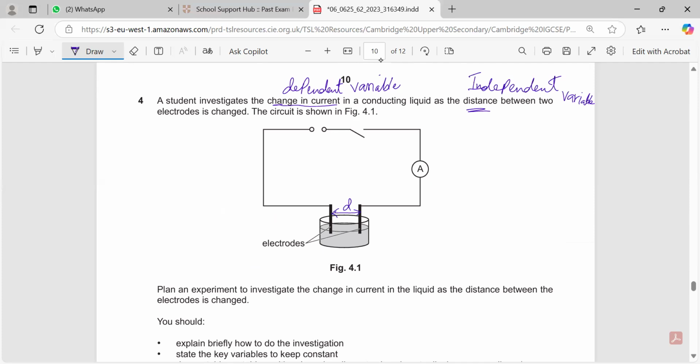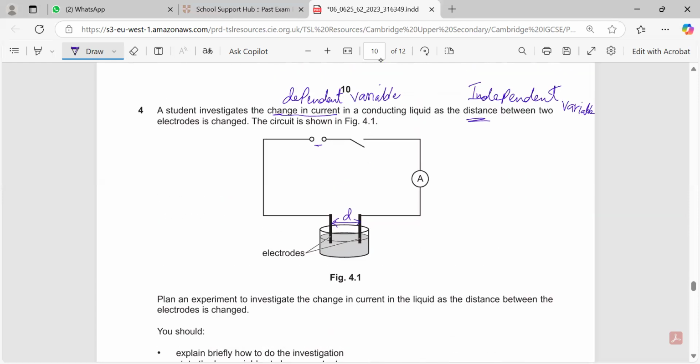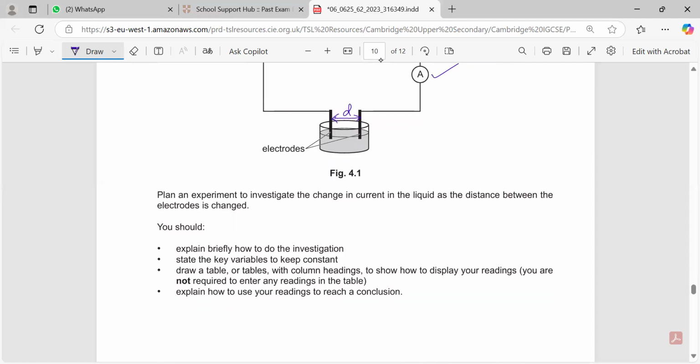Now plan an experiment to investigate the change in current in the liquid as the distance between the electrodes is changed. So the circuit is there. This is the power supply, power source, power pack, anything you can say, a switch, an ammeter to measure the changes in current, and the distance between the electrodes. So explain briefly how to do the investigation.